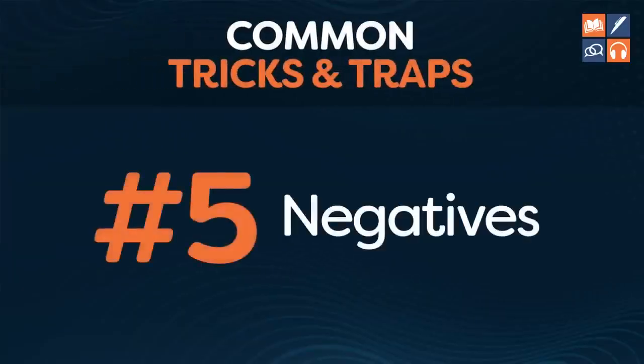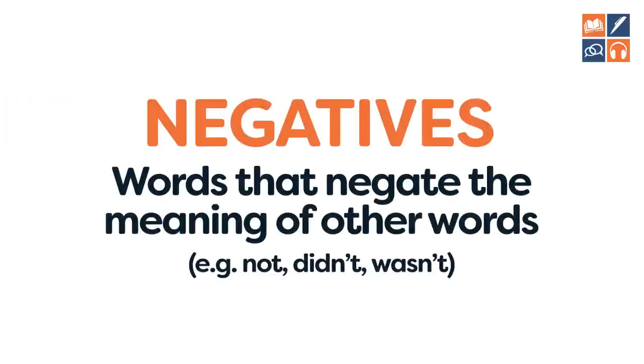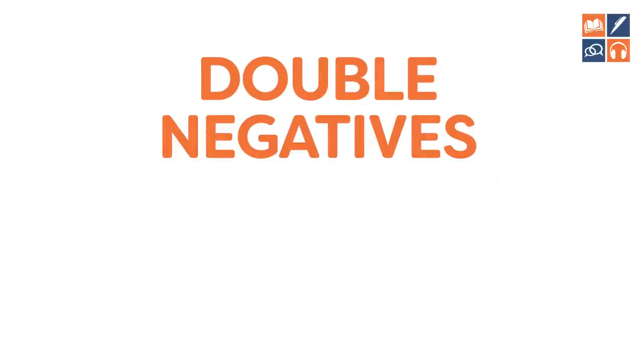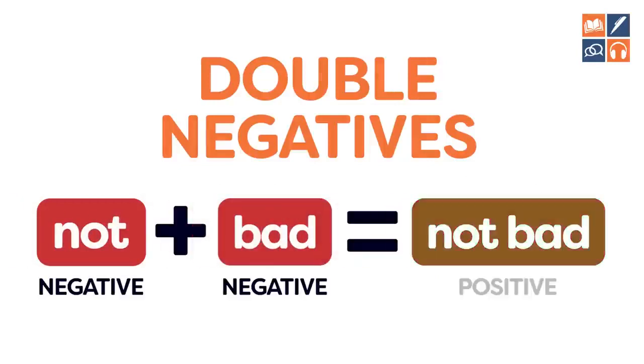The final trap that a lot of students fall into is not listening out for negatives and double negatives. So what are those? Well, a negative is when you use a word like not or didn't or wasn't. You also need to be aware of double negatives in English. This can be very, very unusual if your native language doesn't have this. So for example, not bad in English means good. Not, negative, bad, negative, not bad means good.